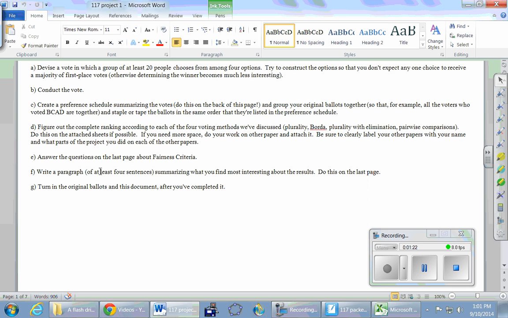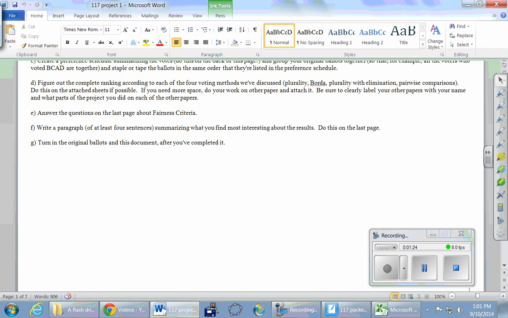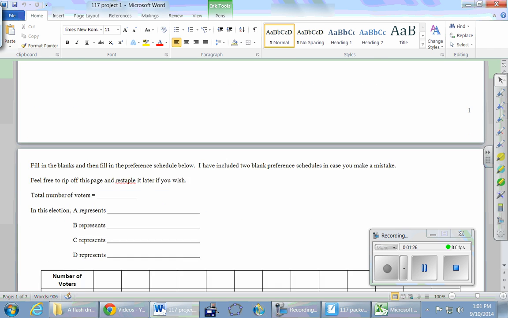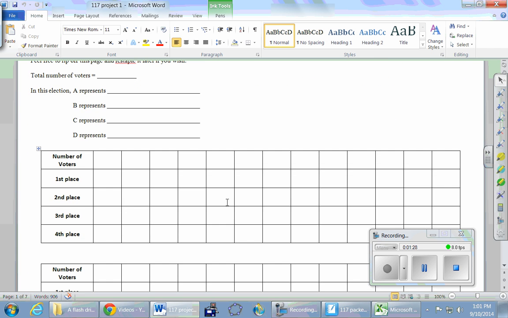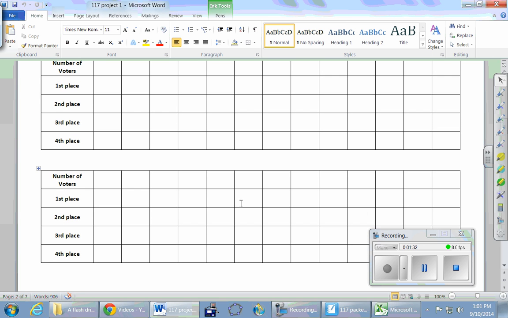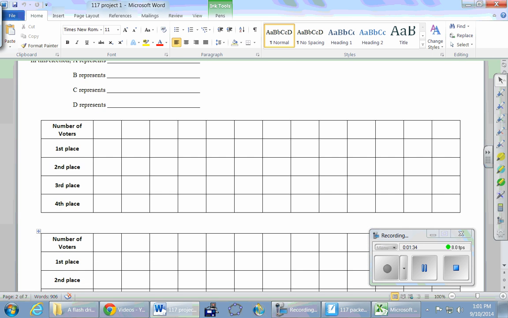Part C, it says create a preference schedule summarizing the vote. And I think that that happens right here on the next page. All right, so I've got blanks for you. In fact, I've got 2 blanks for you in case you make a mistake. But you're going to fill in all of this data by taking the raw ballots that you have and collecting them together, right? Anybody that voted the same gets put into a pile and then shoved into one column. This will be something you've never done before, so expect it's going to take a little bit of time to figure out exactly how to get it.